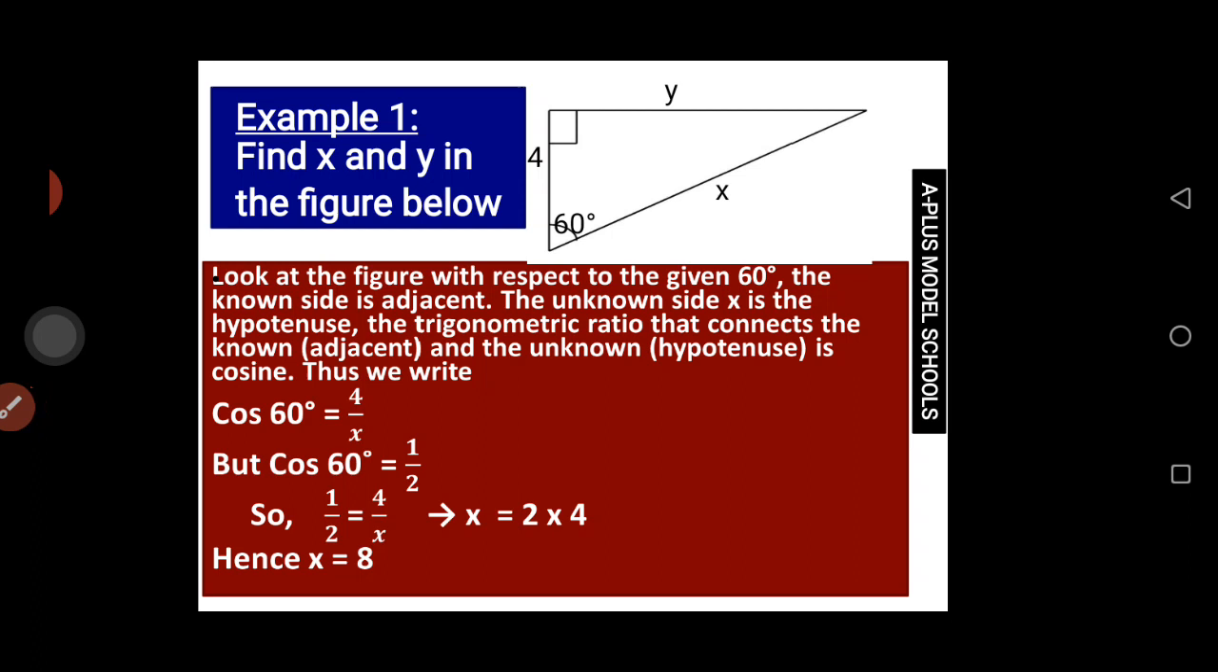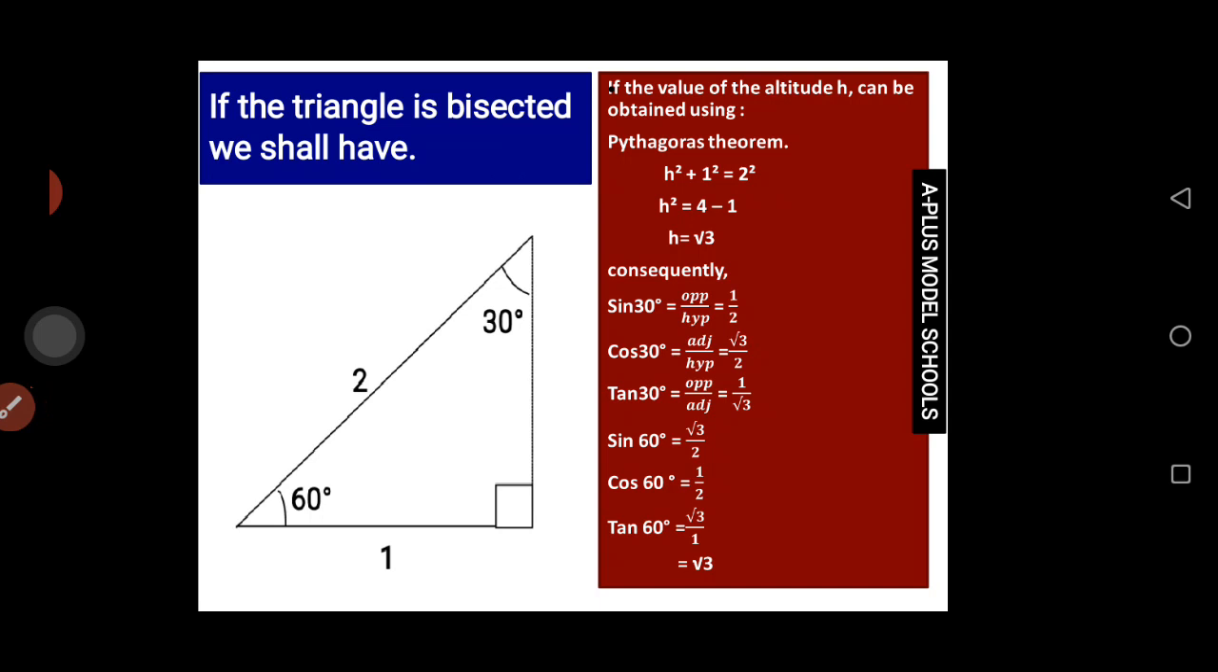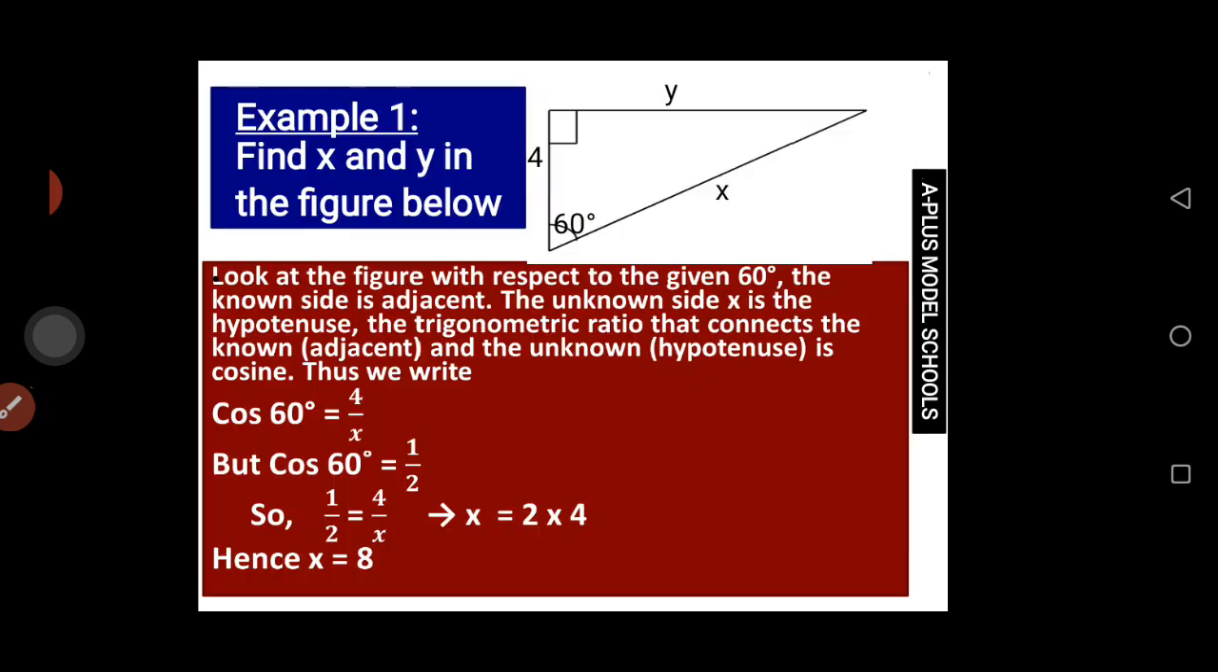Now go and check your trig formula, which is SOHCAHTOA. Which of these has to do with adjacent? So I have cos, that is adjacent over hypotenuse, where adjacent is 4 and my hypotenuse is x. So here I have 4 over x. And cos 60 degrees, according to what we have done here, is 1 over 2. So cos 60 is 1 over 2, equal to 4 over x. When you cross multiply, x times 1, which is x, is equal to 2 times 4, which is 8. So my x will be 8.